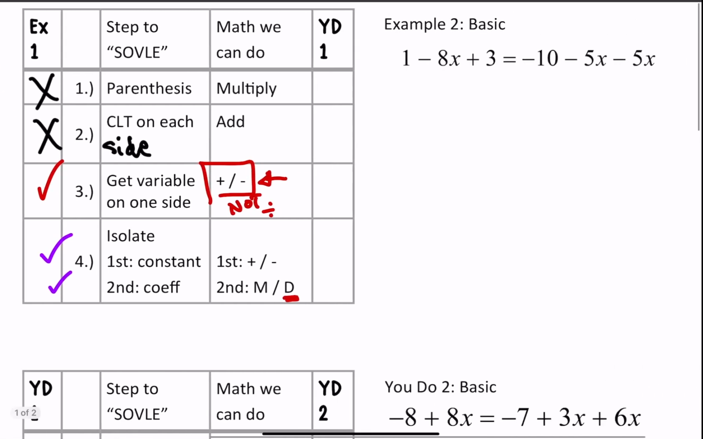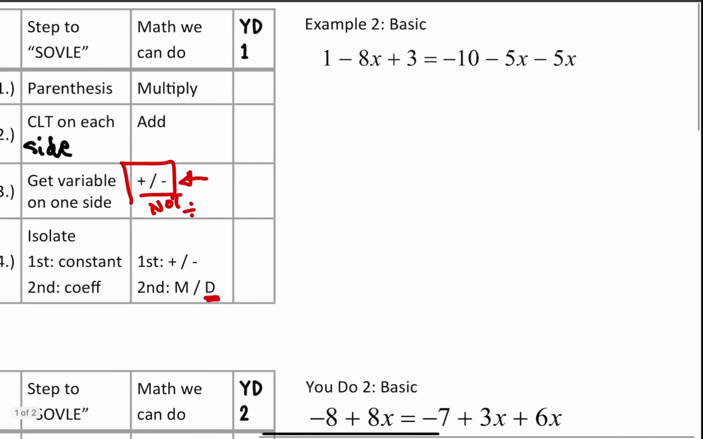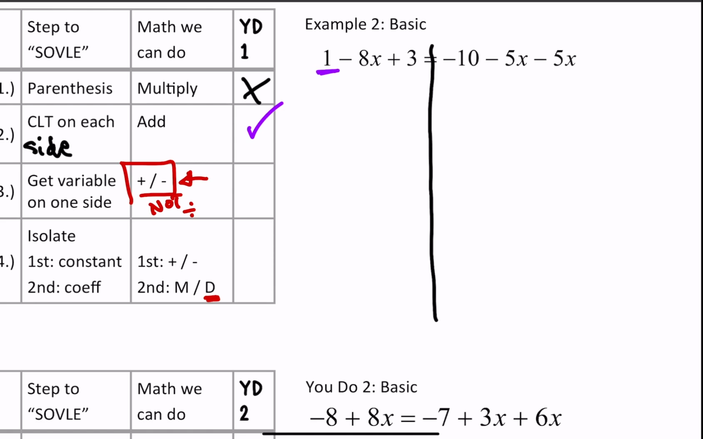All right, let's look at example 2. As always, you want to start with your balance bar. Is there any parentheses here? No, sirree, Bob. Can we combine like terms? Yes, we can. So on the left side, we have this 1 and 3. Well, 1 plus that 3 makes 4. We don't do anything with that minus x, so we bring it down.